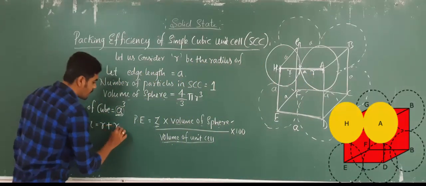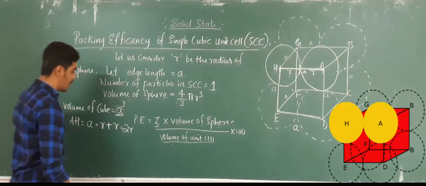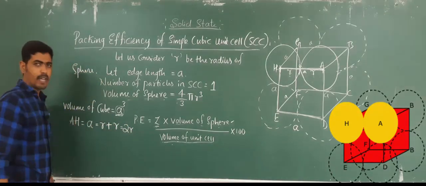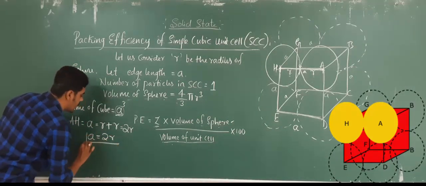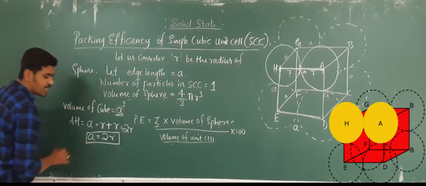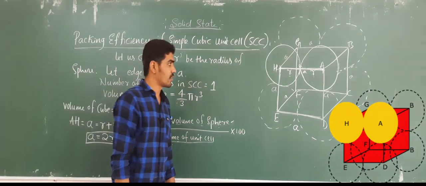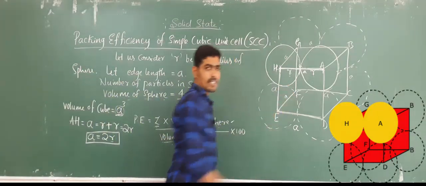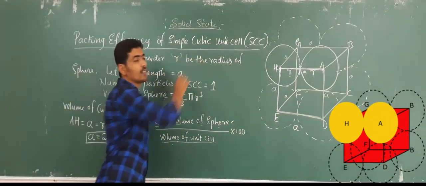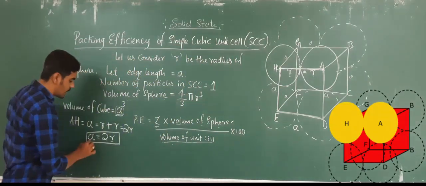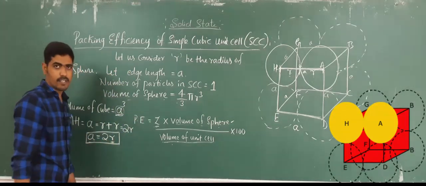Now R plus R, how much is it? R plus R is equal to 2R. This is the value of A. A is equal to 2R. This is the relationship between edge length and radius of the sphere. It was given as A is equal to 2R for the simple cubic unit cell. Remember this relationship between A, the edge length, and R, the radius.